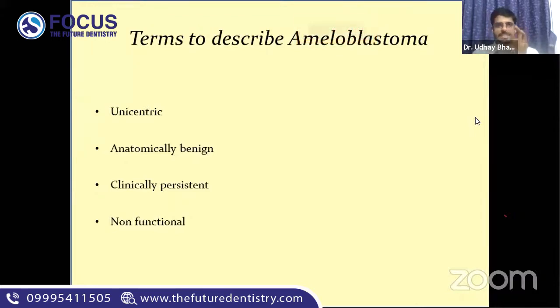Unicentric means the center or the point of origin. It's an intraosseous lesion. An ameloblastoma is a tumor which arises from within the bone. That's why it's called intraosseous. And it is unicentric. Unicentric means it has a single point of origin. And from there, it expands within the bone, destroying the bony trabeculae and spreading and expanding in size. Hence the term unicentric.